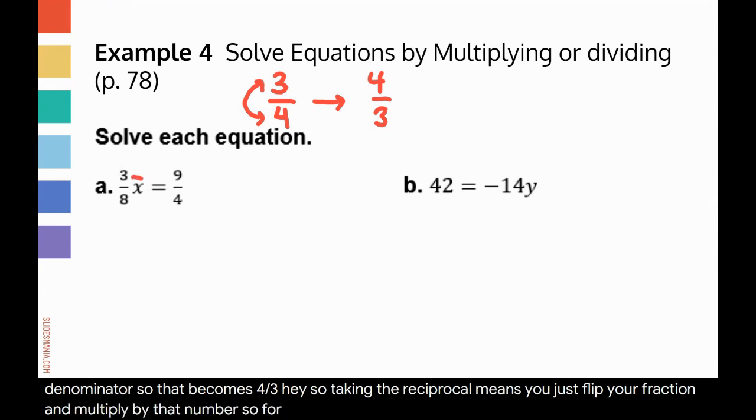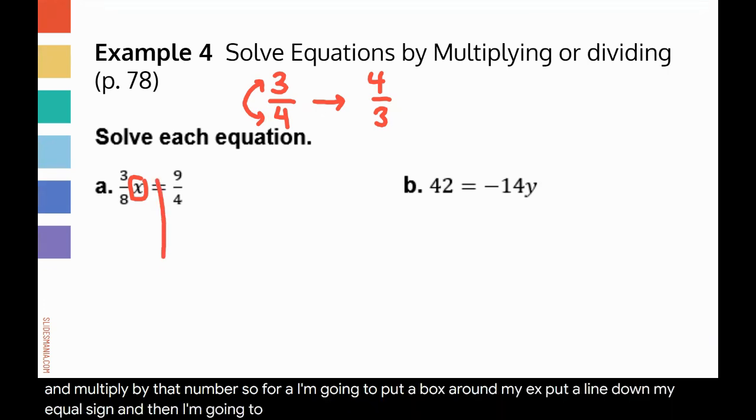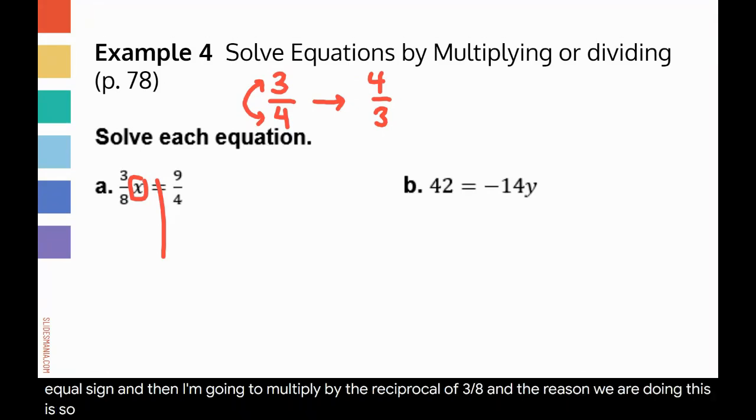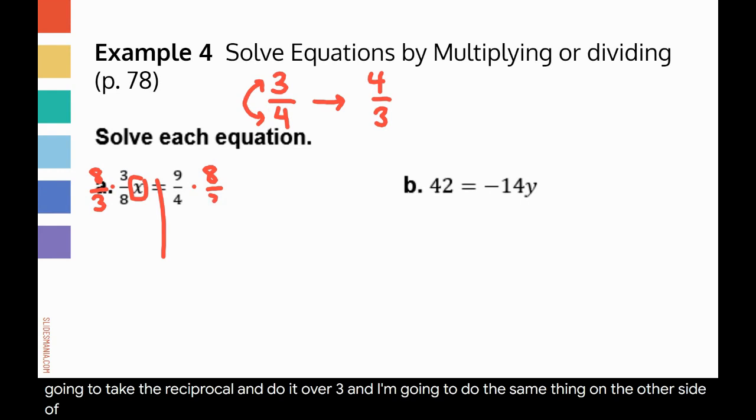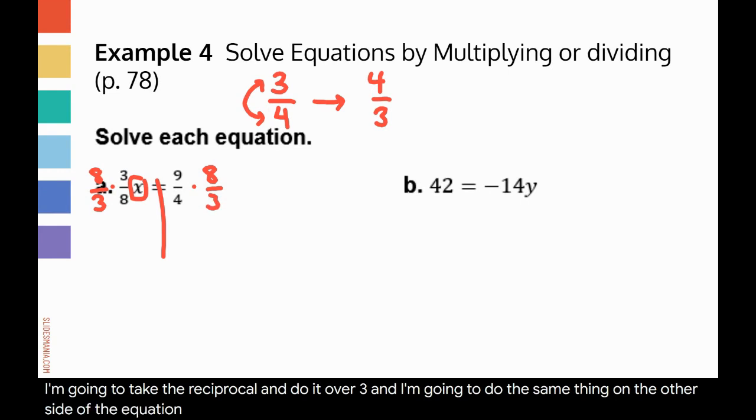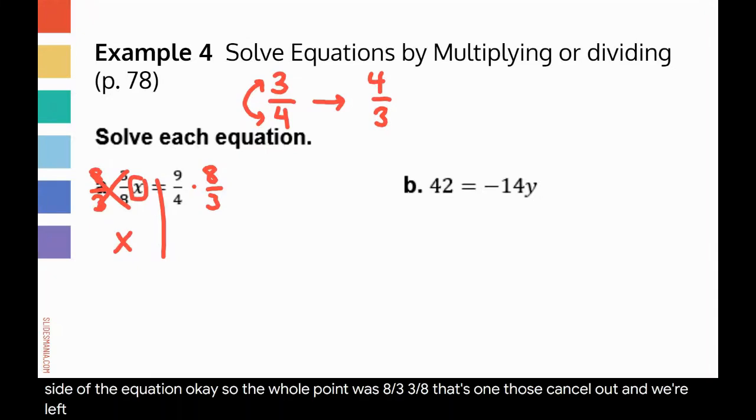So for A, I'm going to put a box around my x, put a line down my equal sign, and then I'm going to multiply by the reciprocal of 3 over 8. And the reason we are doing this is so we can get x by itself on the left side. Okay, so I'm going to do times, and then instead of 3 over 8, I'm going to take the reciprocal and do 8 over 3. And I'm going to do the same thing on the other side of the equation. Okay, so the whole point was 8 over 3 times 3 over 8, that's 1. Those cancel out, and we're left with x.